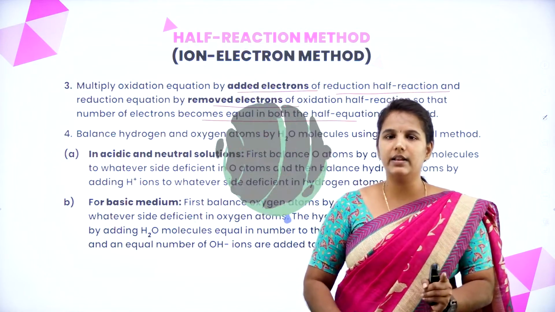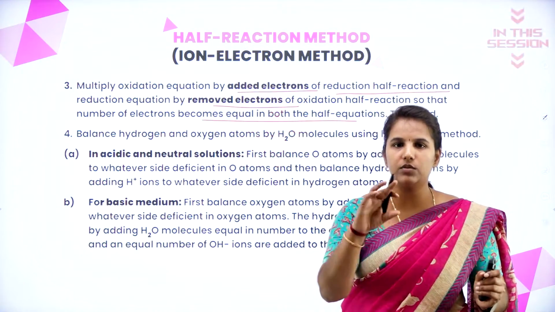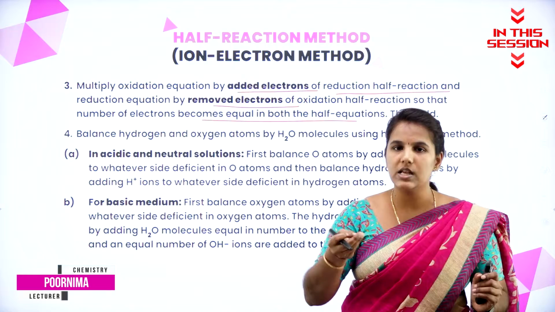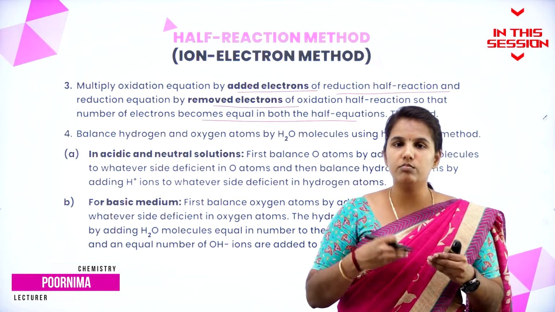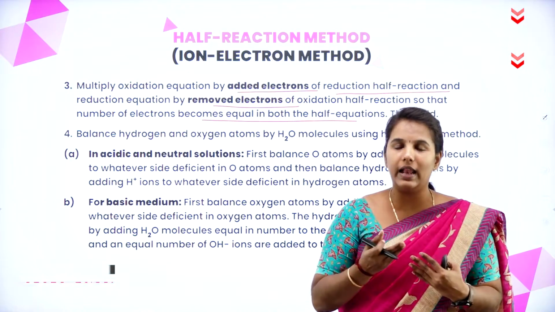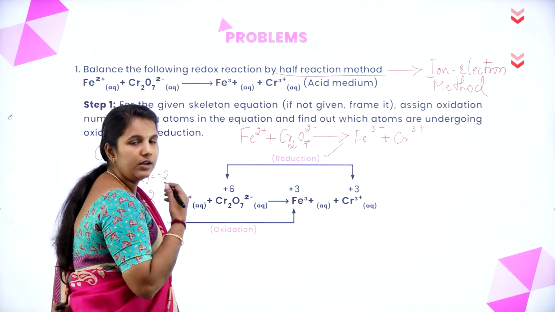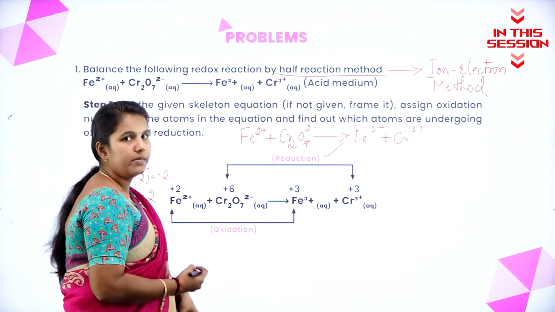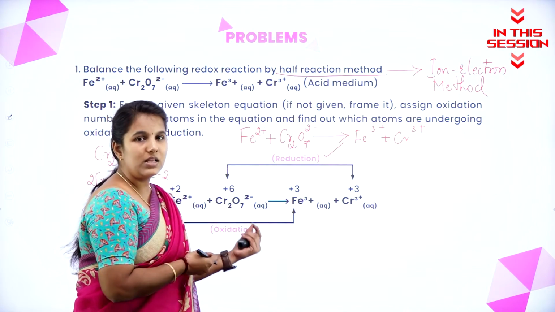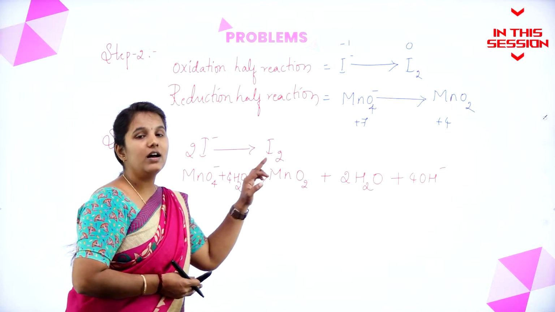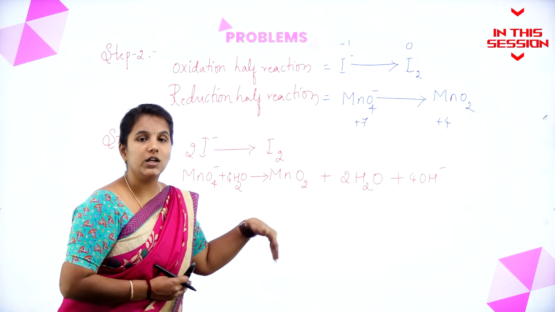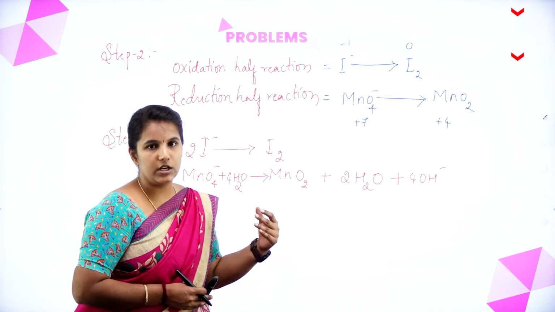You will understand that in one half of the reaction, we know that oxidation will be taking place. In the other half, we know that reduction will be taking place. On both sides, we need to add the electrons. Why is it reduction? Because the oxidation number decreases from +6 to +3. While balancing the oxygen, we need to add the OH minus ion on the right hand side of the reaction.